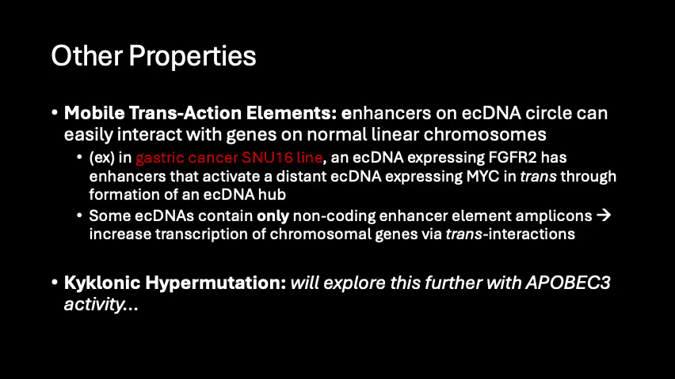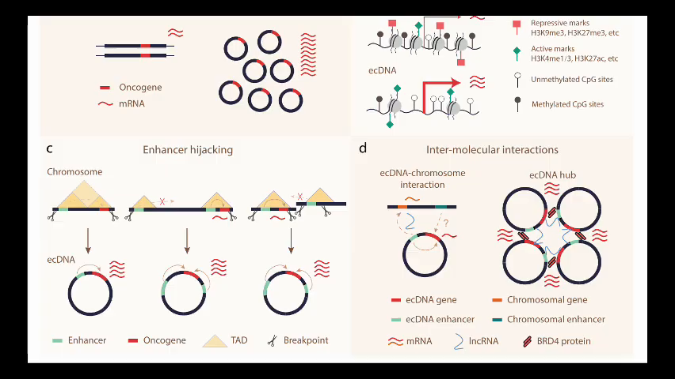The other element is something very interesting called kataegic hypermutation, and I'll get into this later. It actually is associated with another gene called APOBEC3, which we'll get into in a second. So stay tuned. Here in this slide, we have a demonstration of all of these processes illustrated.